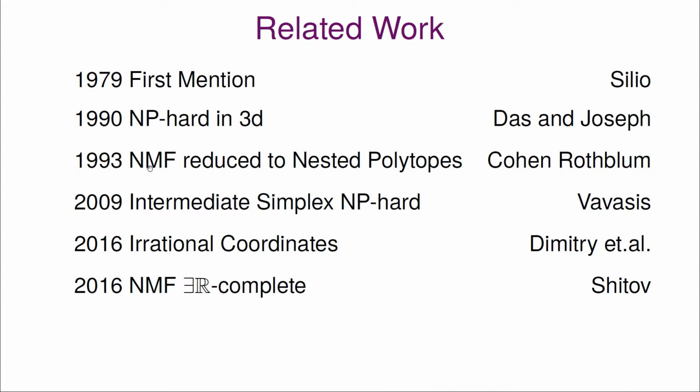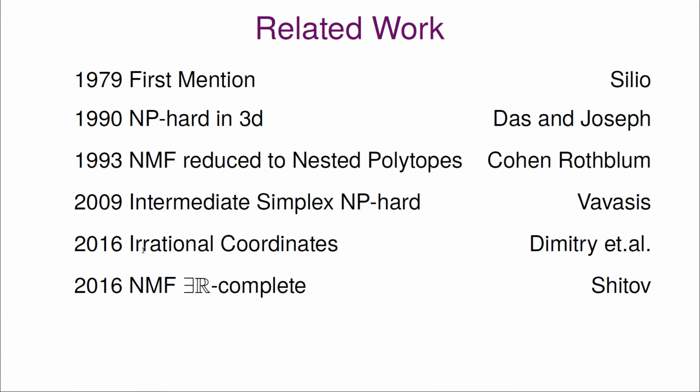This reduction that I showed you goes back to Cohen and Rothblum from 1993, that non-negative matrix factorization reduces to the nested Polytope problem. This is what I showed you just a moment ago, and which makes this nested Polytope problem really interesting. In 2009, it was shown that the intermediate simplex problem is NP-hard. Here, the intermediate polytope must be a simplex, so that's a special case of the nested Polytope problem.